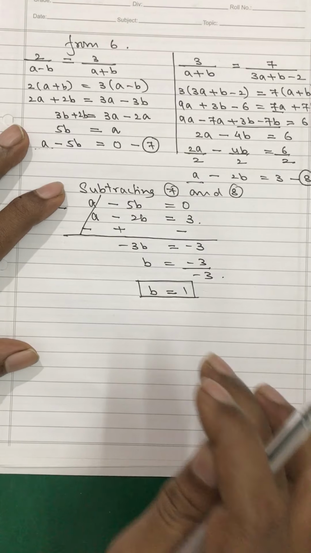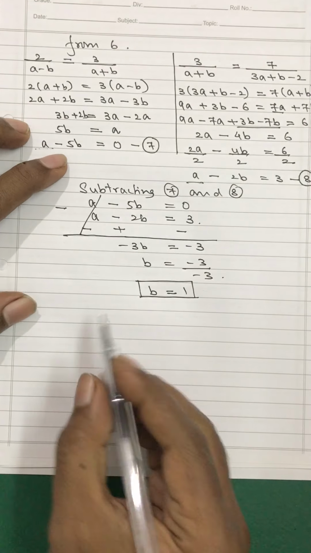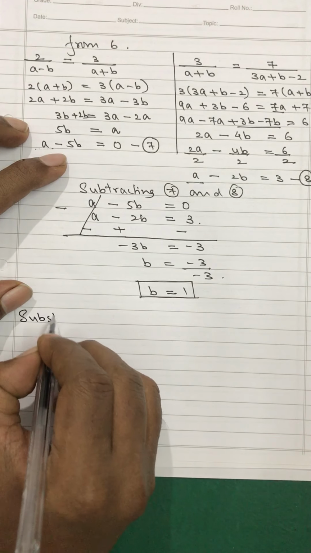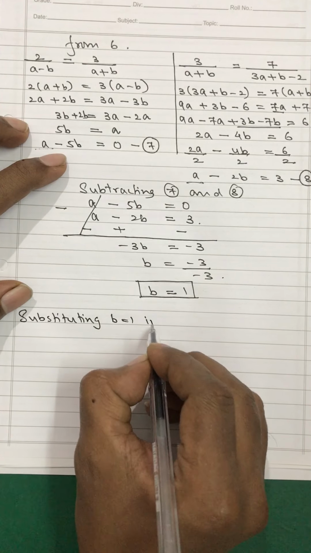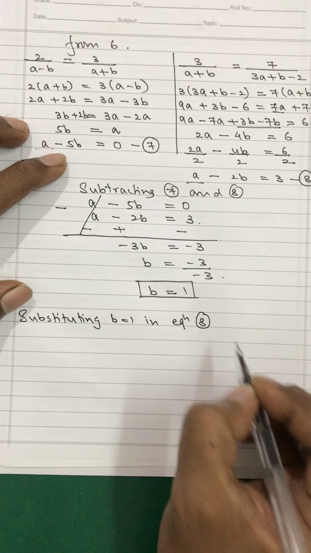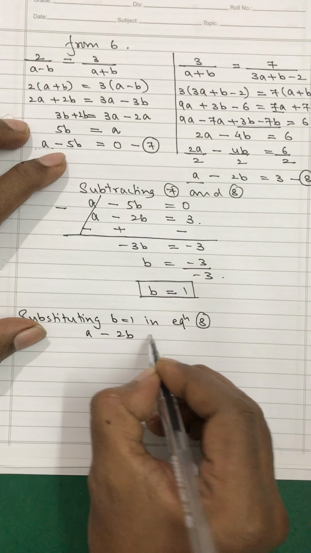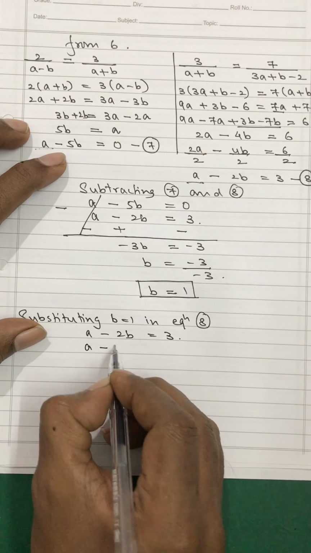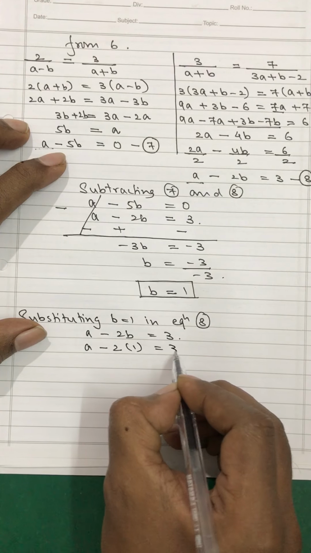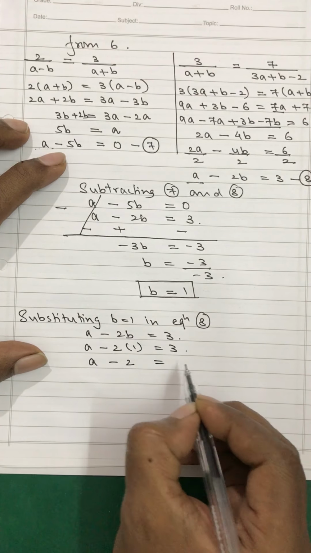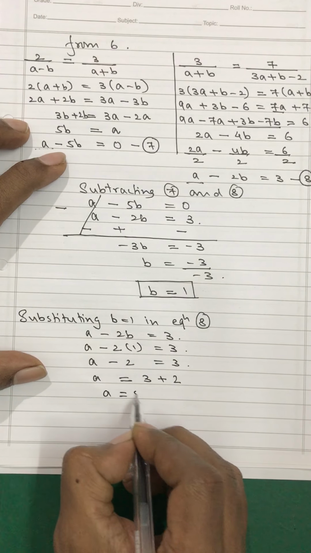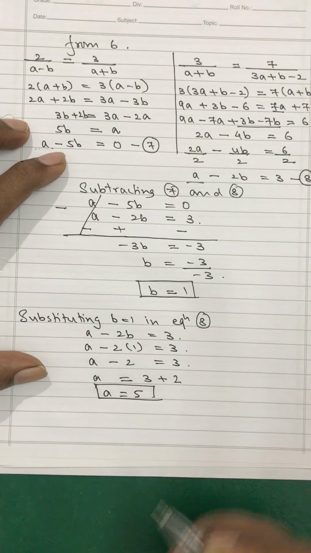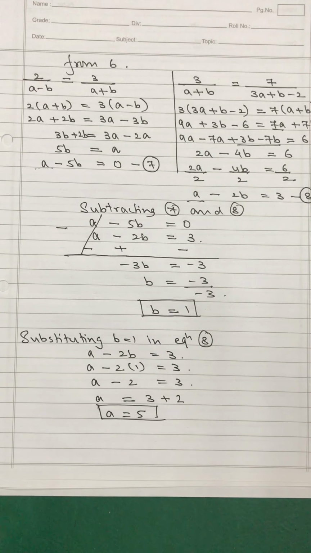Of course, now substituting B in any of these: A minus 2B is equal to 3, A minus 2 into 1 is equal to 3, A minus 2 is equal to 3, A is equal to 3 plus 2, A is equal to 5. So you got the values of A and B. A is equal to 5 and B is equal to 1.